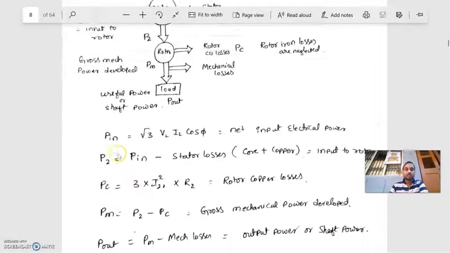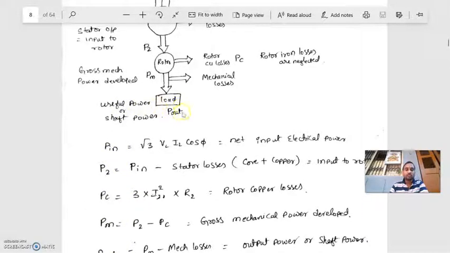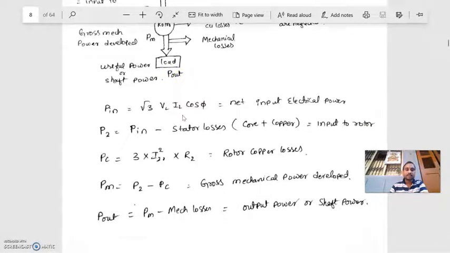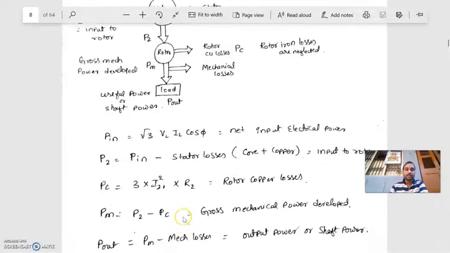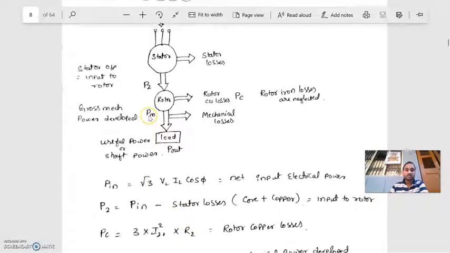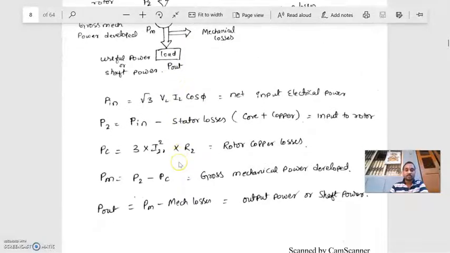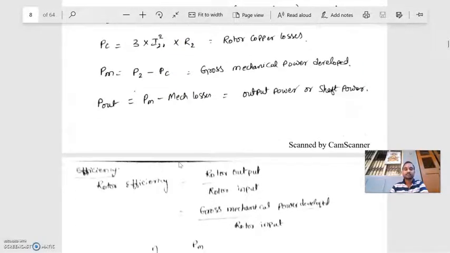And P out, the useful power or shaft power, is termed P out. P out is given by PM minus mechanical losses. So PM minus mechanical losses gives the output power. This is also called the shaft power.